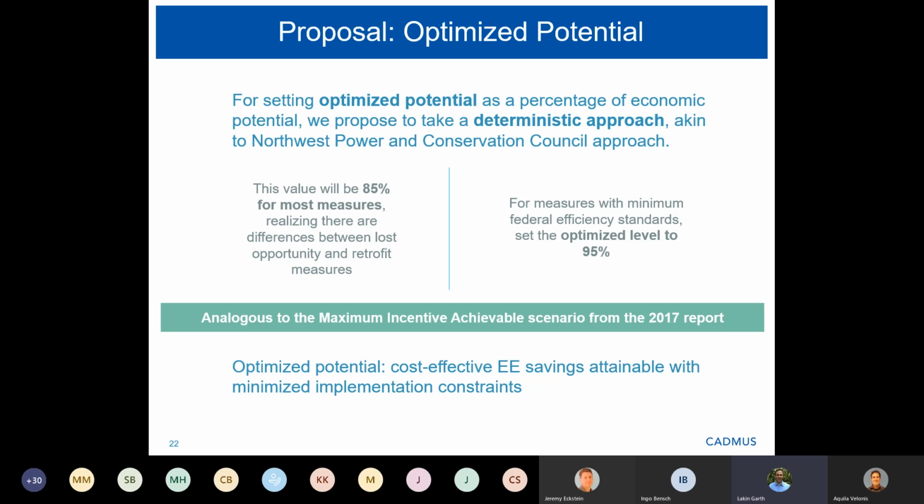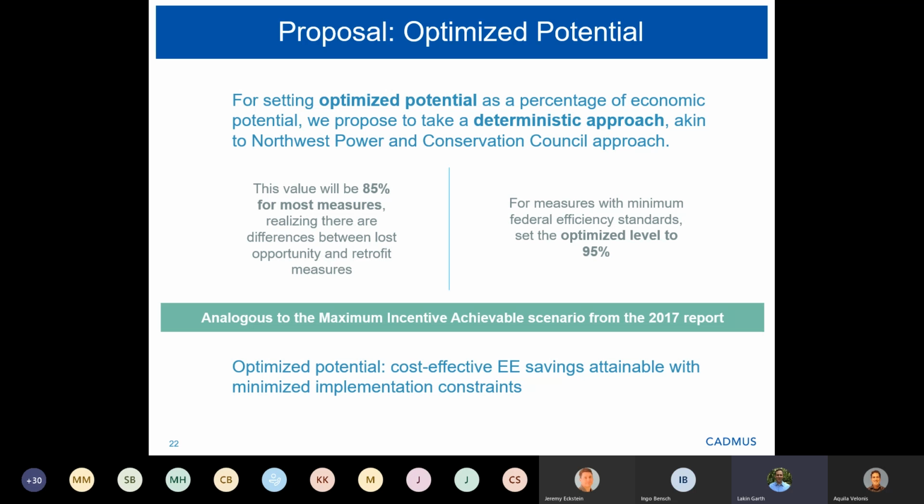most measures, realizing that there are some differences between lost opportunity and retrofit measures, and really the time element that Aquila was referring to earlier, where retrofit measures can be theoretically deployed at any point in time in the study. And then for measures that have historically had minimum federal efficiency standards, we're proposing to set the optimized level to 95%. And the reason for that is that we expect, and there's been recent news about the Department of Energy updating minimum federal efficiency standards for appliances and equipment.